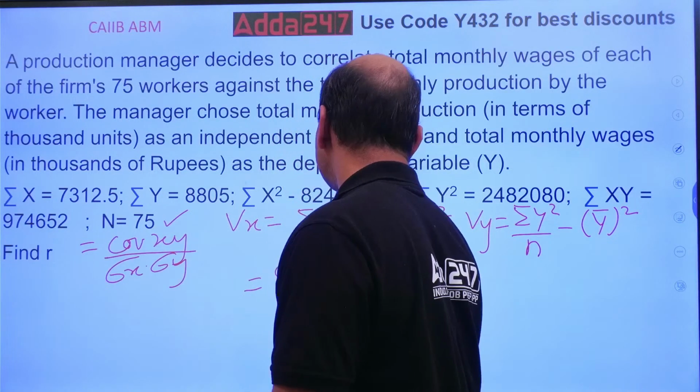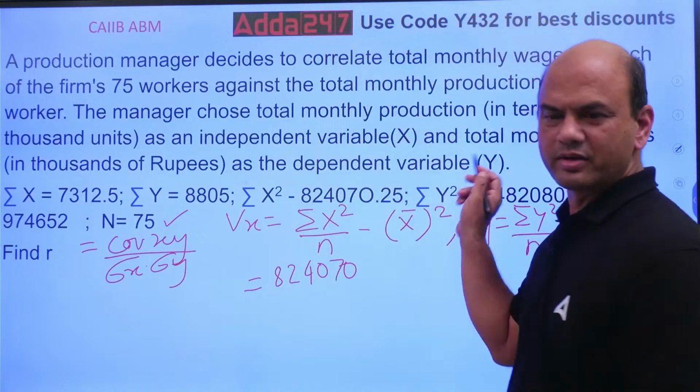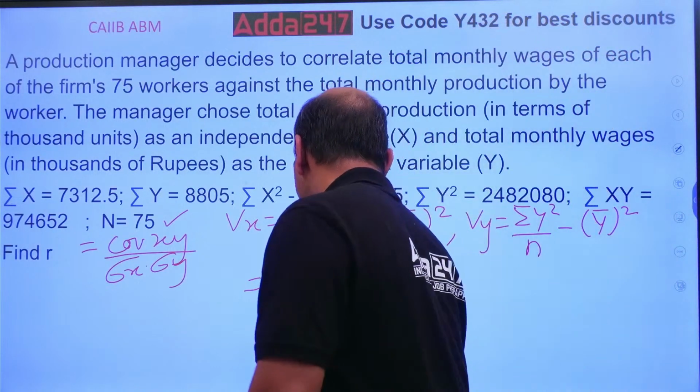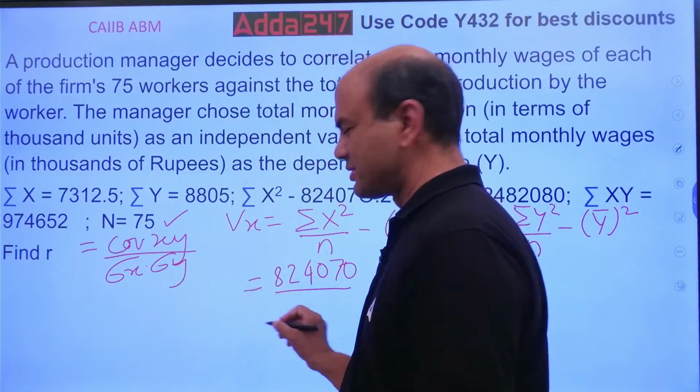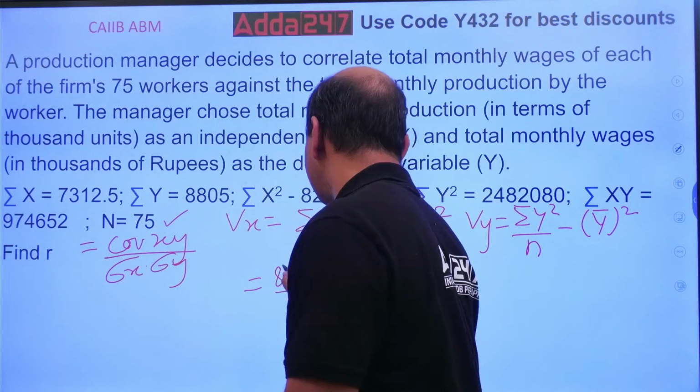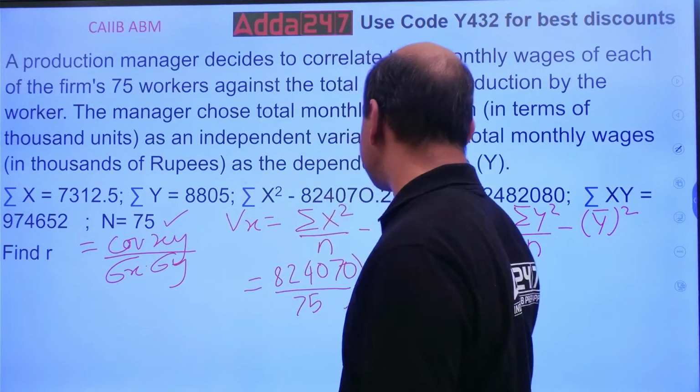824070. Forget this point. Leave this point now. Take round figures only, upon 75, because hardly it matters. 75, the whole square. This is summation x square, which is known.